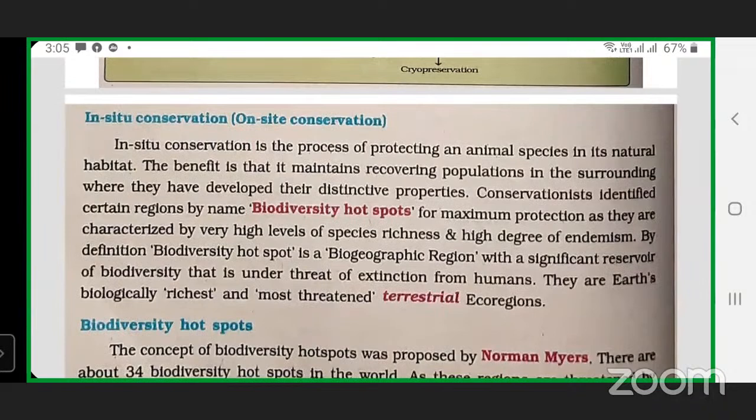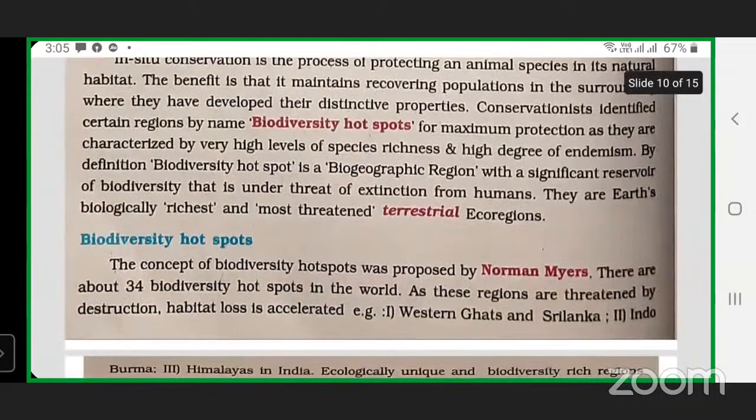What is the meaning of this? Biodiversity hotspots are nothing but reservoirs of biodiversity. Reservoirs means they have a high number of species. Species richness is very high, but the human threat is also very high. So those are the terrestrial ecoregions.